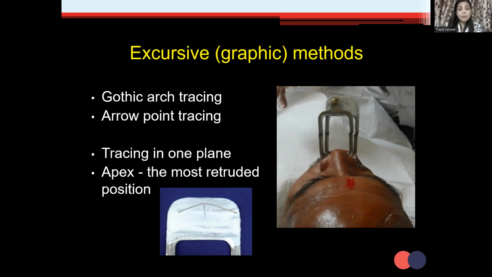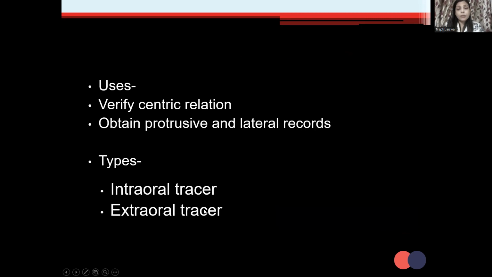Next method is the graphic methods. In the graphic method, the types of tracers we are using, and this is also called the Gothic arch tracing, arrow point tracing. In this, we are making the tracing in one plane, and the apex is the most retruded position of the condyle in the glenoid fossa. That is, the sharp apex depicts a centric relation position. What is the advantage of the graphic method? It helps us to verify the centric relation, and it helps us to obtain the protrusive and lateral records.